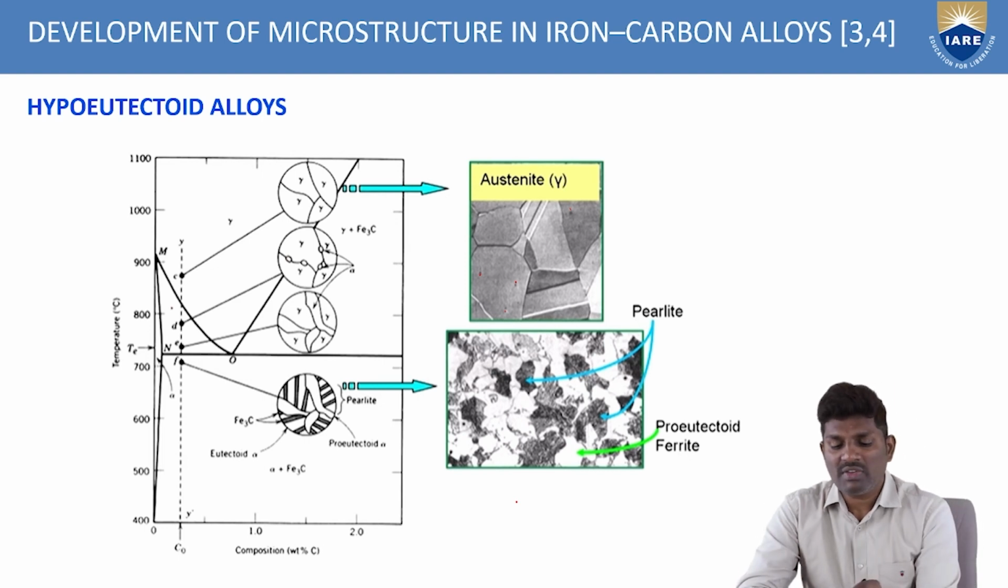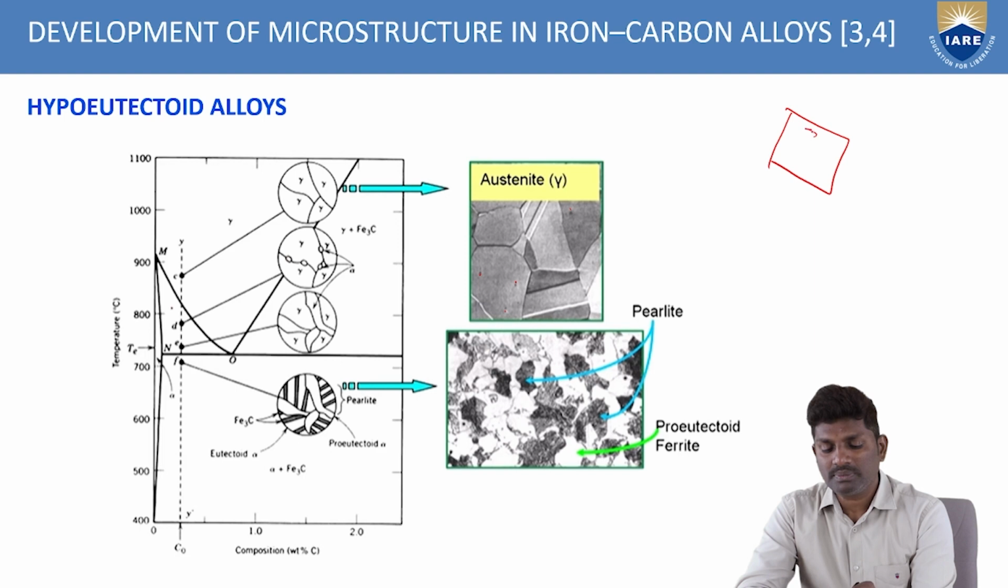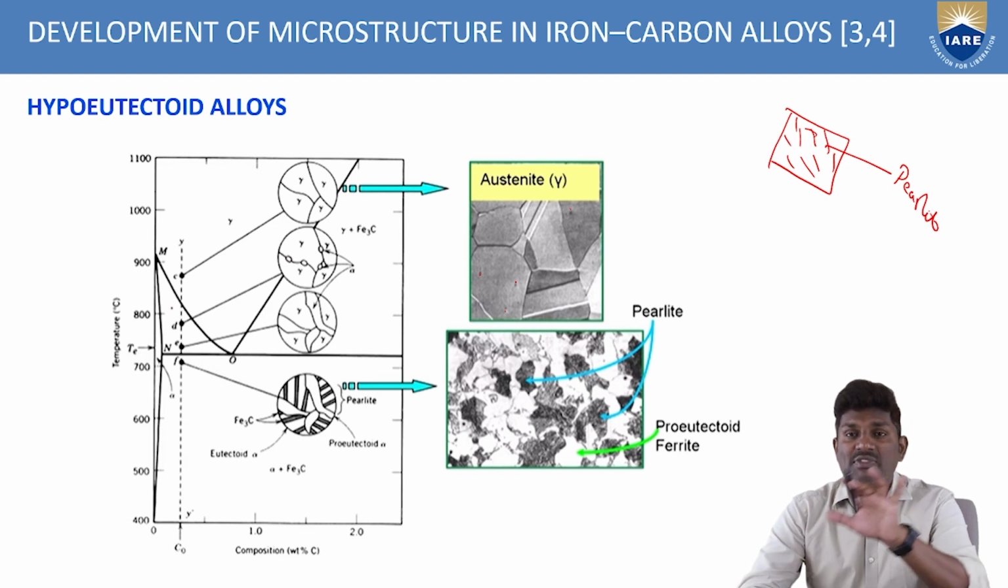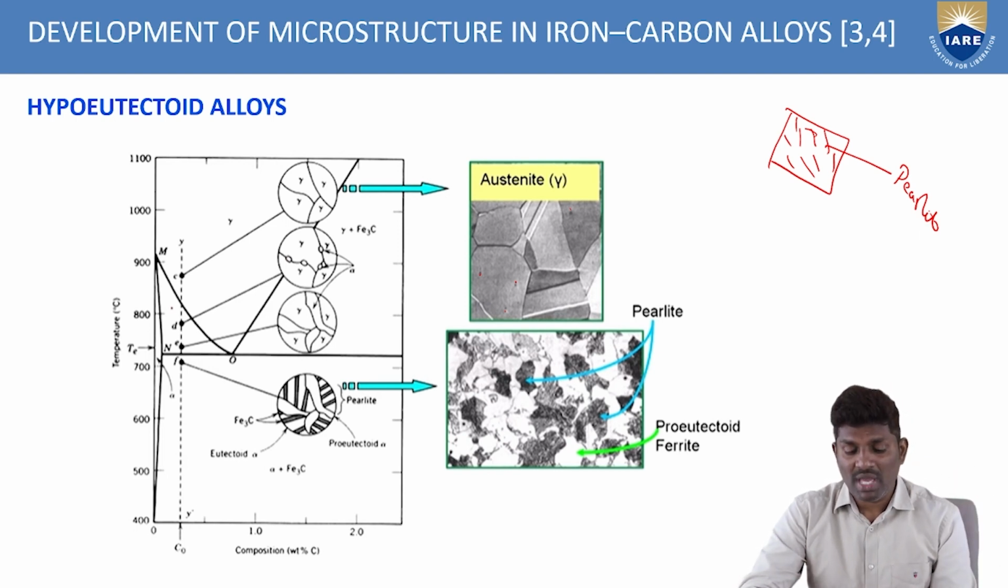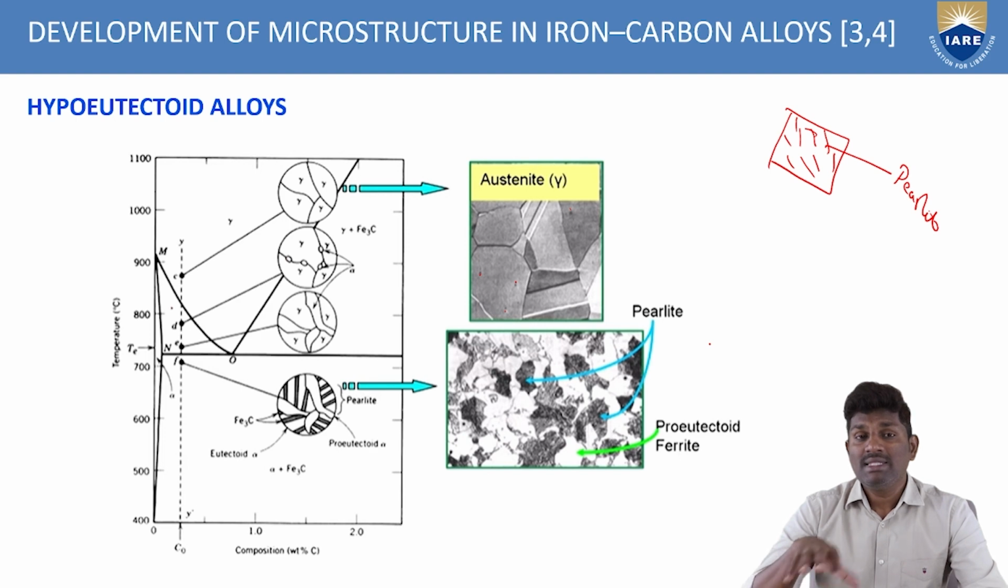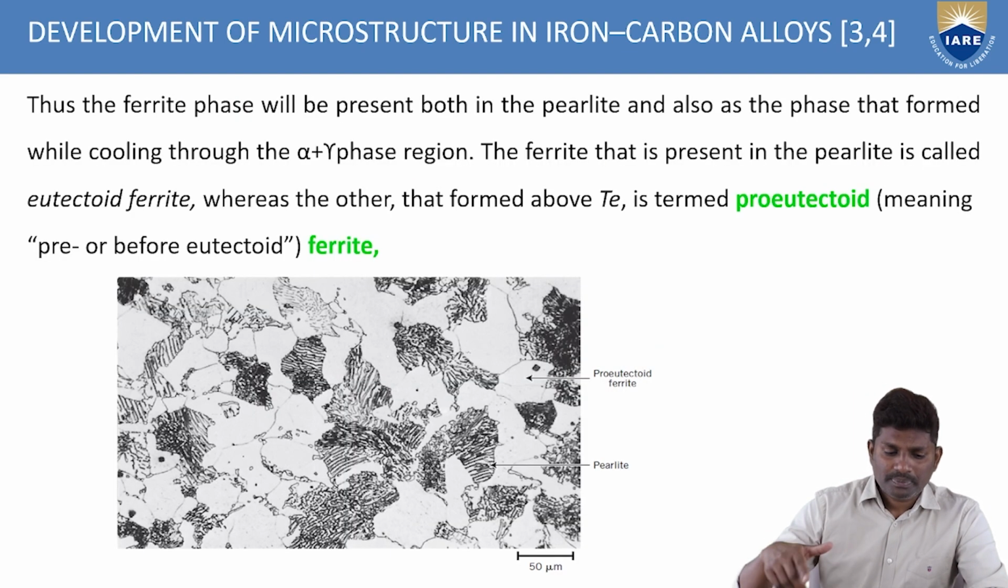In the eutectoid alloys, we have colonies like this, alternate layers, layer by layer, and this is pearlite, for the case of eutectoid. Coming to the hypoeutectoid, there is a complete transformation of the microstructure in which you have the pearlite and proeutectoid ferrite. So these are the three different types of microstructures you can see in these hypoeutectoid alloys. So that is the difference between eutectoid and hypoeutectoid alloys.